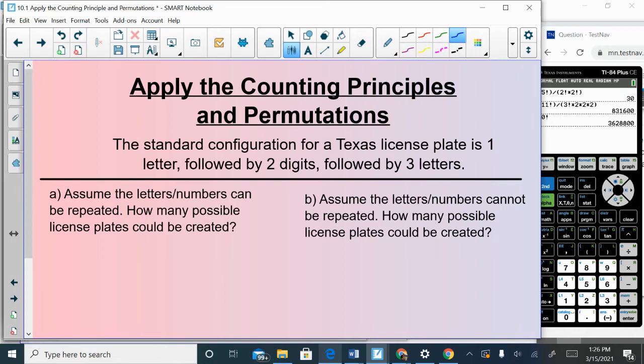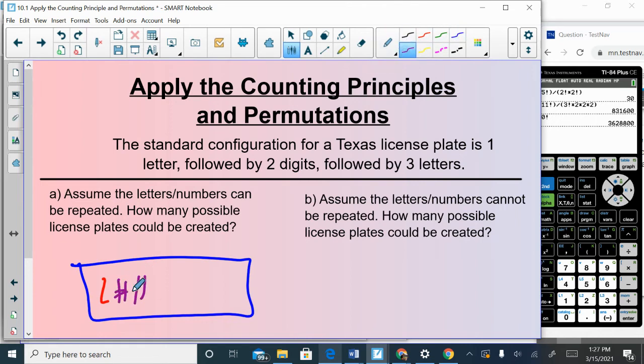This is actually looking at our options. We have permutations with repetition, fundamental counting principle, and then factorial. This is a fundamental counting principle problem. When we think about the license plate, I'm going to actually just draw one. It's going to go letter. We'll just use red L for letter. And then it will go 2 digits. So it will go number, and then 3 letters again.